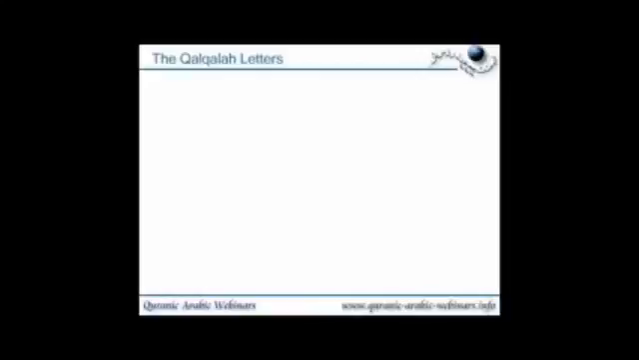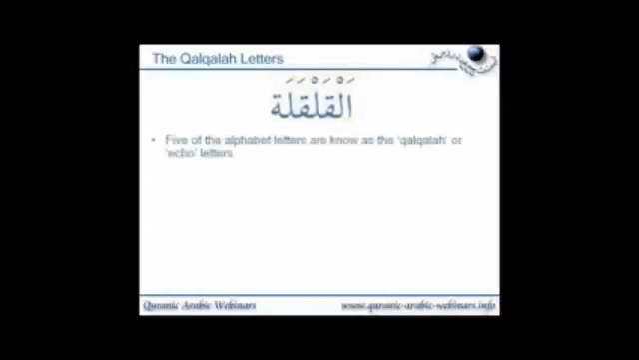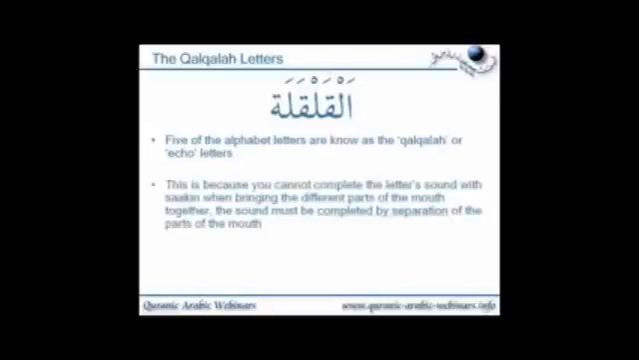Now the qalqala letters, and this is it written in Arabic, so it's al qalqala, and the sukoon in this actual writing is the computer font, i.e. round circles. So 5 of the alphabet letters are known as the qalqala letters, and in English we normally just call them the echo letters. And the reason they're called echo, I'll just read this out, is because you cannot complete the letter's sound with sakin when bringing the different parts of the mouth together. The sound must be completed by separation of the parts of the mouth.